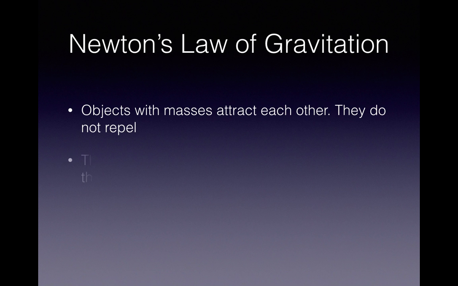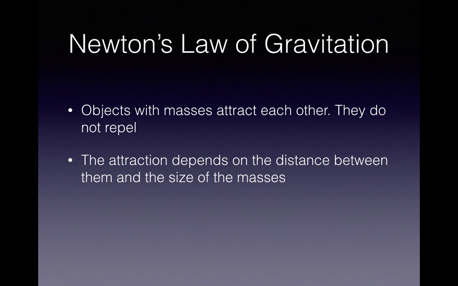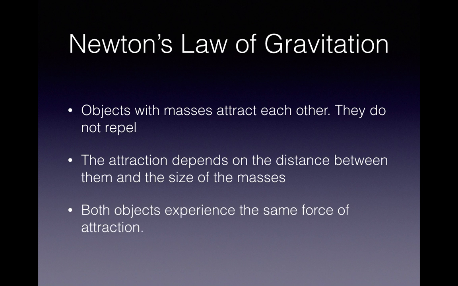He stated 2, the attraction depends on the distance between the masses and also the size of the masses. So what he's saying there is, if the objects have a greater mass, then the force of attraction varies. And also if they're a further distance away, the force of attraction between them varies. And then the third one, both objects will experience the same force of attraction. So this was his model, and he built Newton's law of gravitation on it.